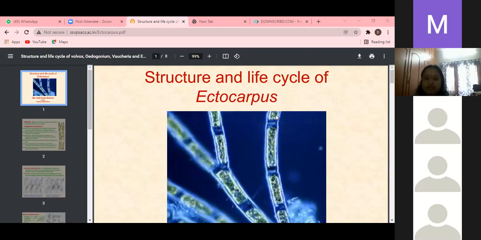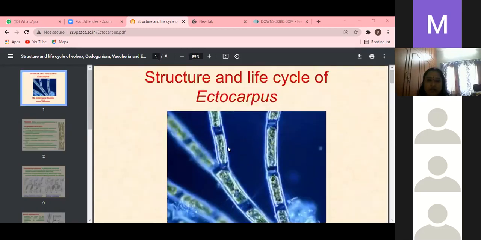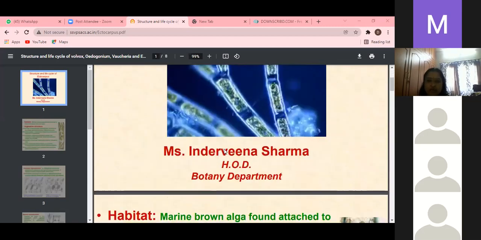Now write down the type study. You can study only one type study here. What is the name of that type study? Tell me anyone. Ectocarpus. Before Ectocarpus, what is the classification? The class Phaeophyceae, order Ectocarpales, the family name is Ectocarpaceae, the genus name Ectocarpus. This is the classification of Ectocarpus.